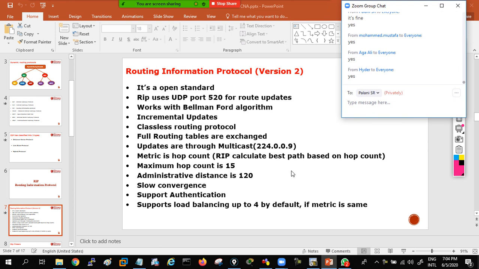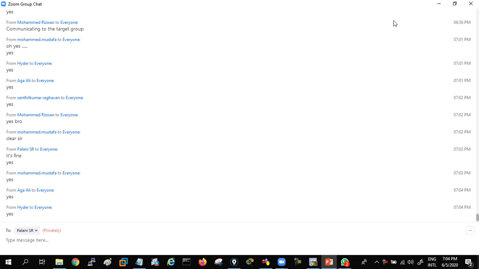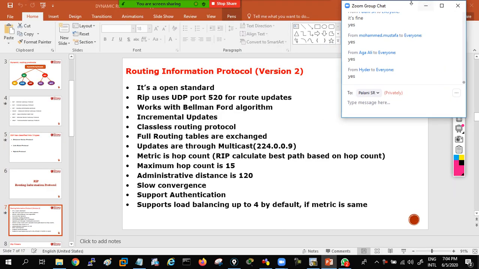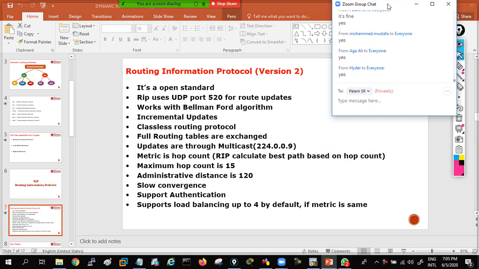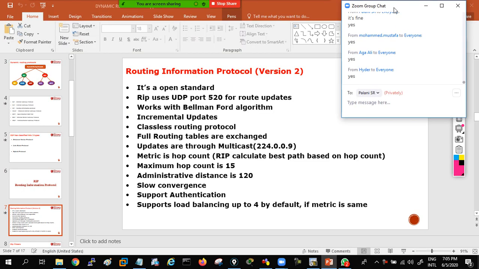RIP is nothing but Routing Information Protocol. It's an open standard. What is an open standard, guys? Open standard is nothing but it supports all the vendors, guys. That is called open standard. Open standard means it supports any vendor.